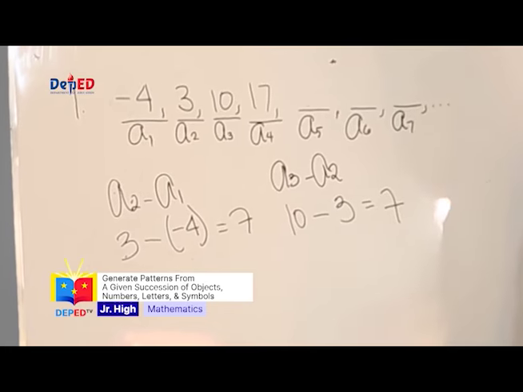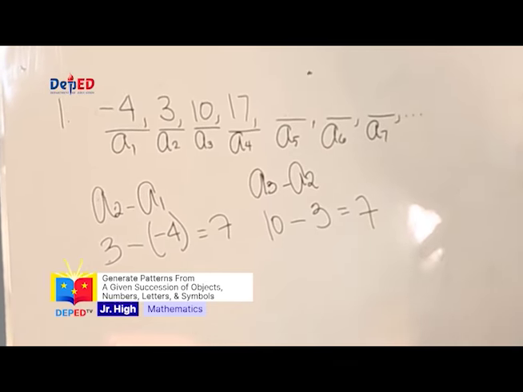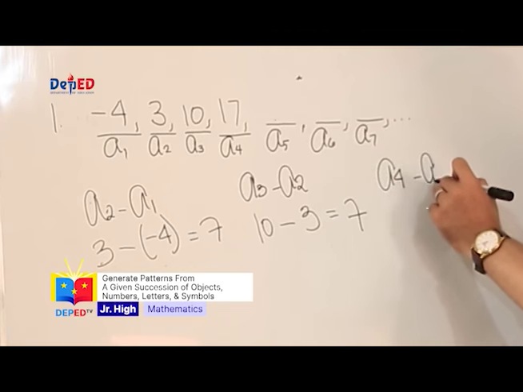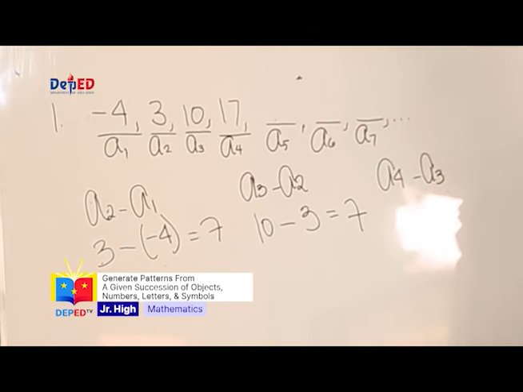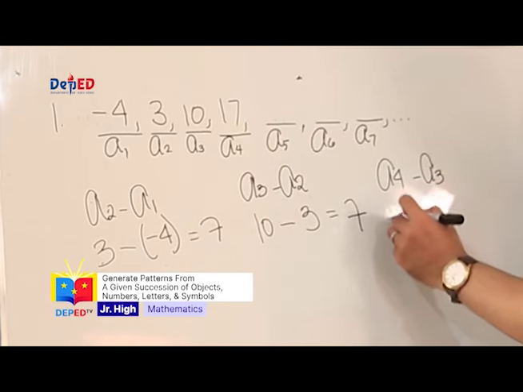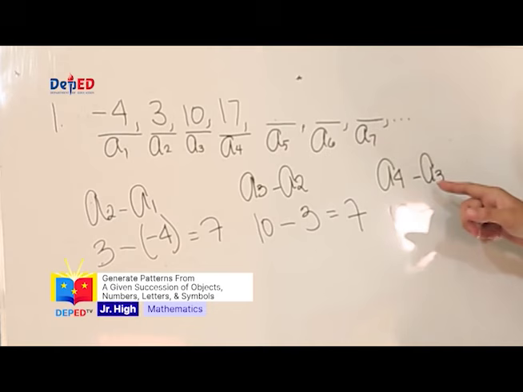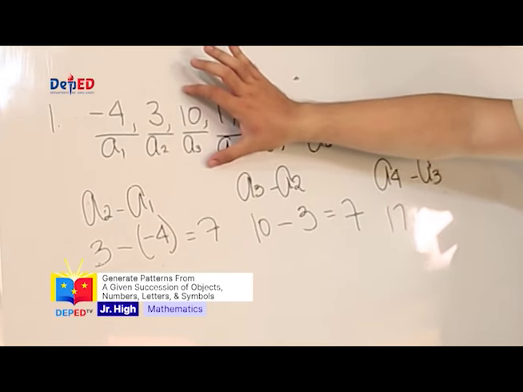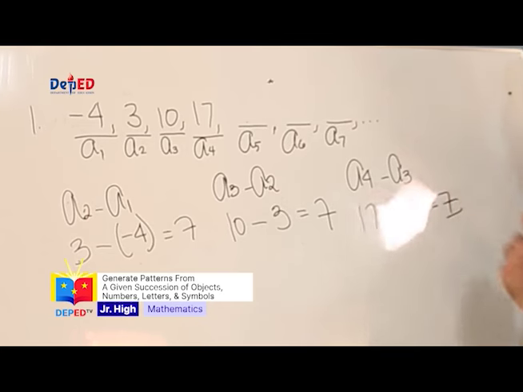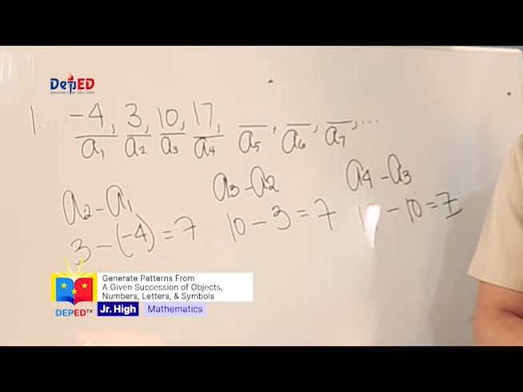And the fourth term minus the third term. That's a sub 4 minus a sub 3. Our fourth term is 17 minus our third term, which is 10. Their difference is 7. Because there is a common difference between consecutive terms, the sequence is arithmetic.